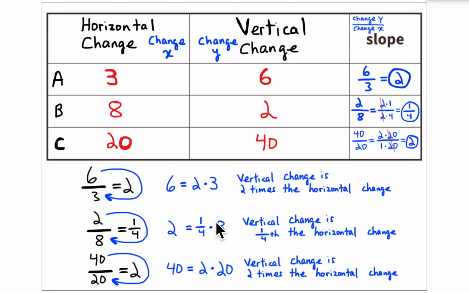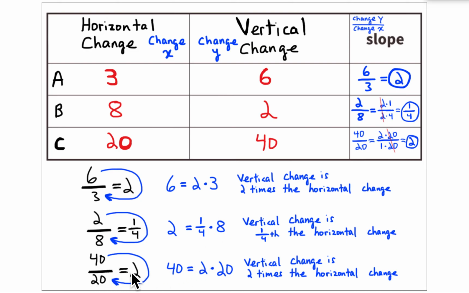So the length in the vertical direction is just 1/4, so it's pretty short compared to the length in the horizontal direction, which is going to be 4 times longer. The length in the vertical direction is just 1/4 of this length in the horizontal direction. And the last one, the slope is 2, so that means the length in the vertical direction is going to be twice as long. So it's going to be pretty long compared to the length in the horizontal direction, twice this length in the horizontal direction.